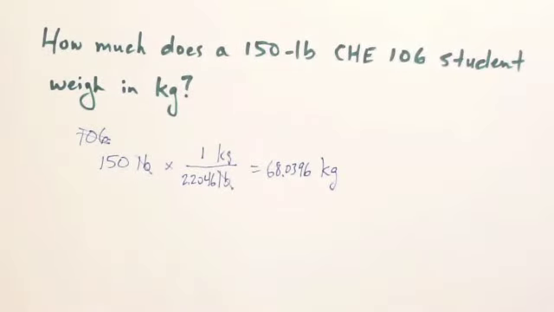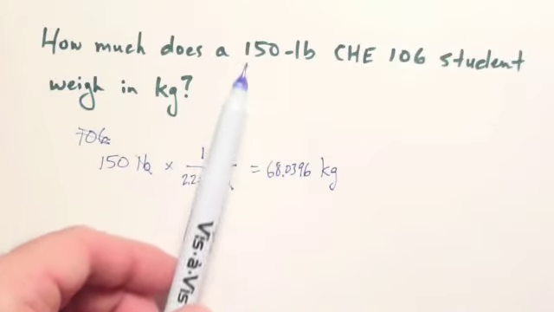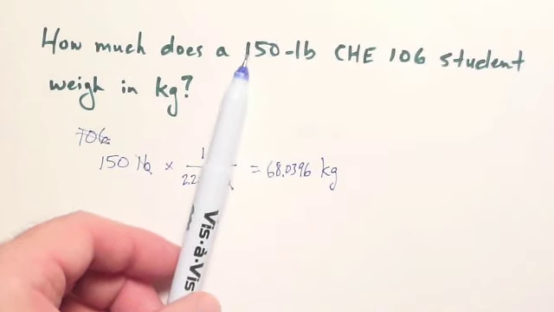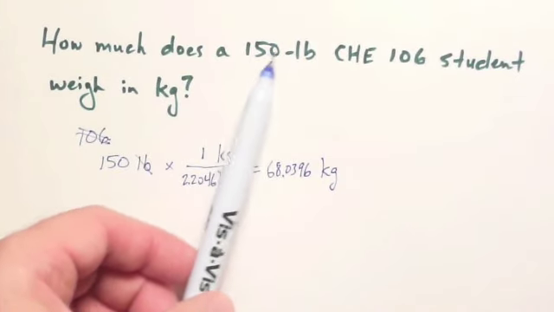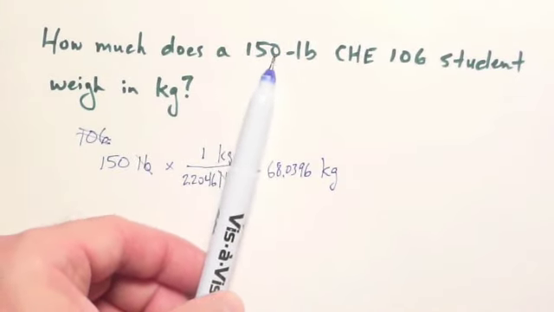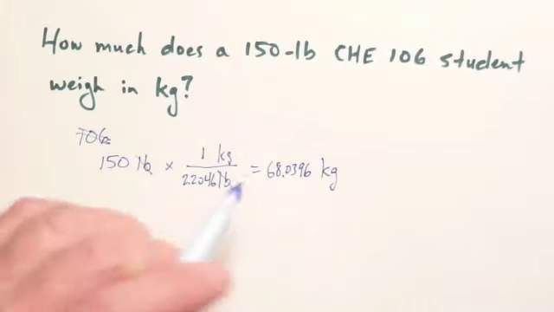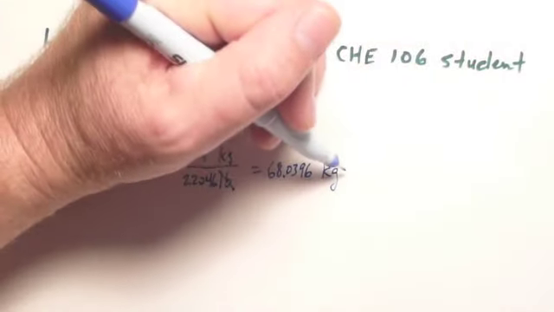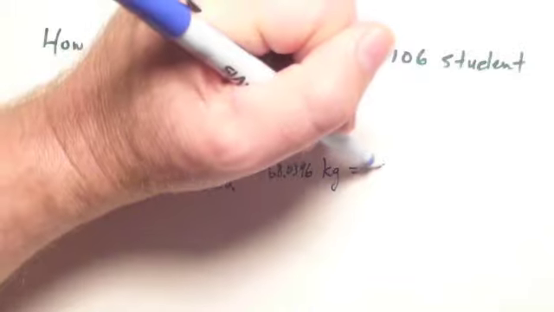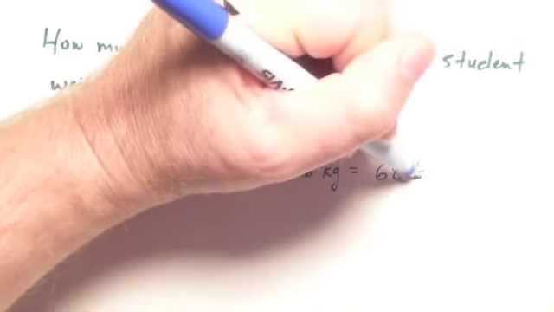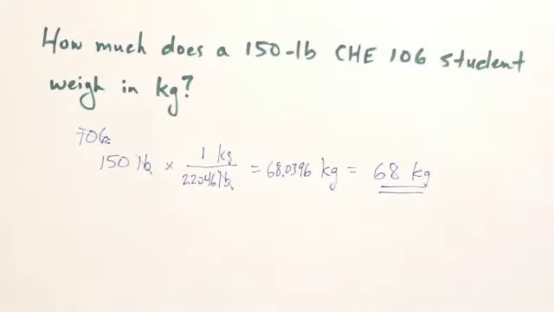So there's our answer. But what about significant figures? We've got 1, 2, 3, 4, 5, 6 significant figures I wrote down, but the number that we started with really has only 2. We'll presume that that 0 is not significant. So we need to round our 68.0396 to 2 significant figures, which would be 68 kilograms. And there is our answer.